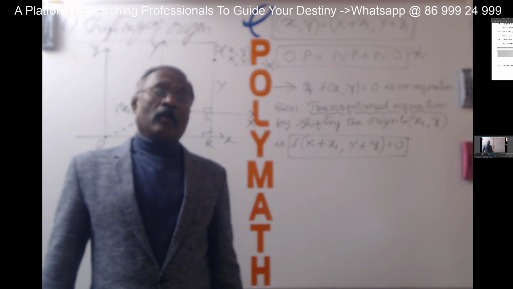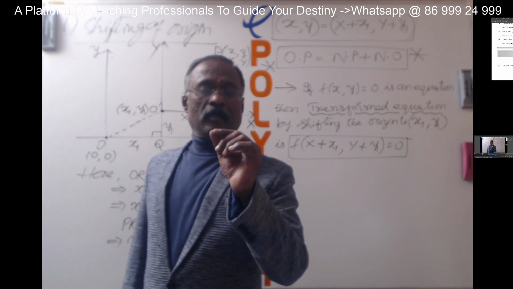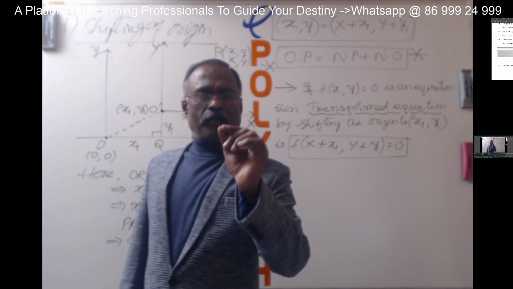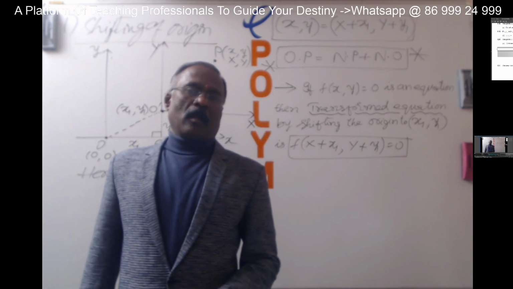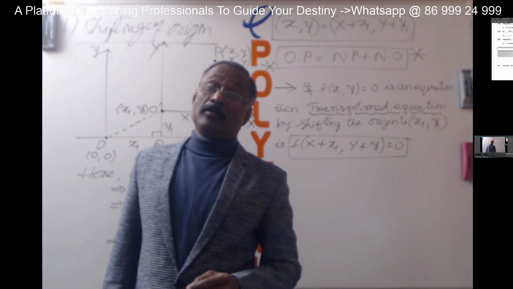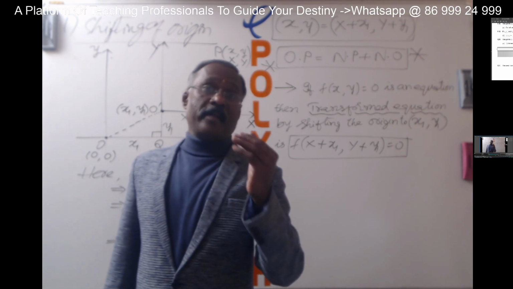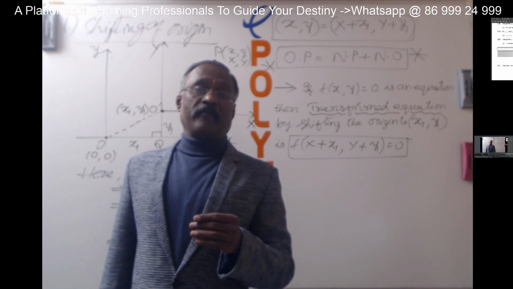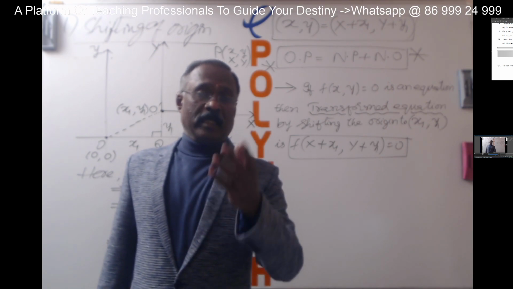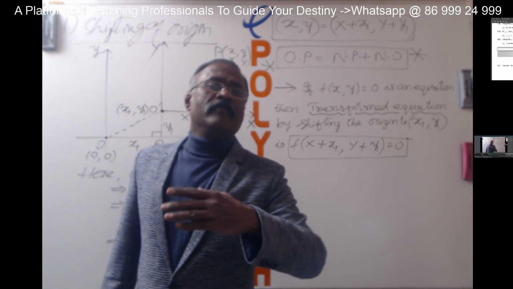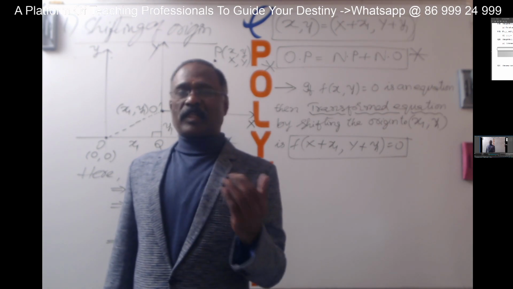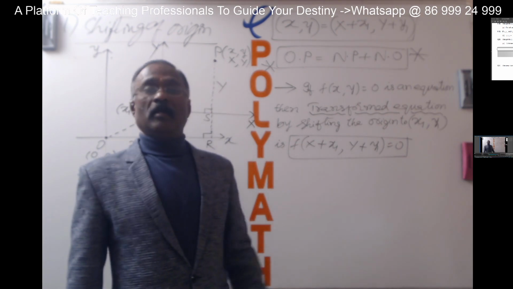That means if you shift the horizon, definitely every point on the plane will be shifted. When the points are shifting, because every geometrical figure is made up of points only, then the equation will also be shifted or transformed. The transformed equation is got with this one.